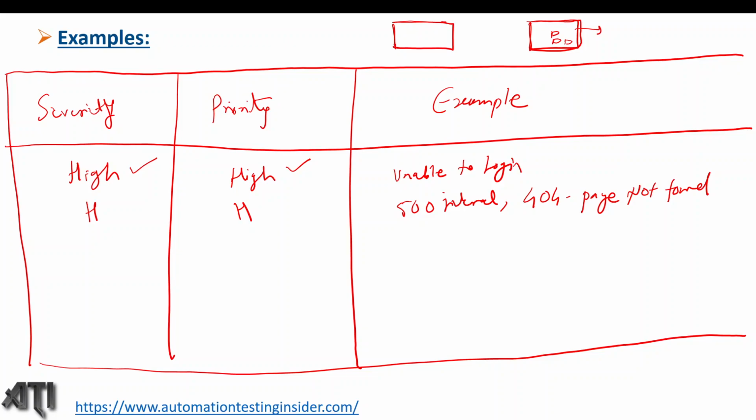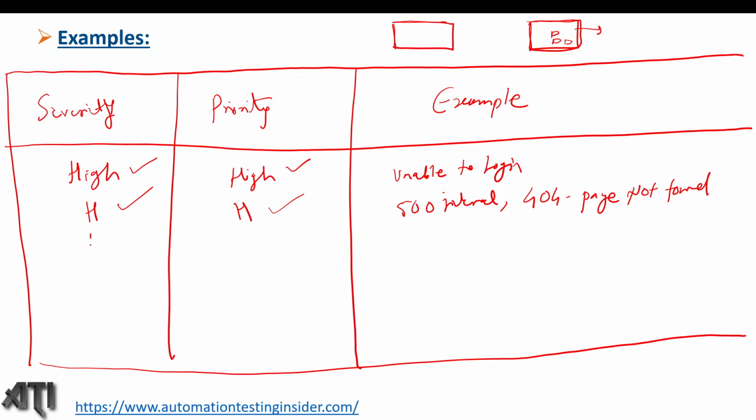Again, why is it high severity? Because the impact of the defect is very high, because we cannot launch the application itself, because we are getting a 500 internal server error or 404 page not found, correct? So severity is very high. And why is priority very high? Because this defect is very important to get fixed as early as possible, because unless it is fixed, we cannot move further for testing, correct? So these are examples of high priority and high severity.